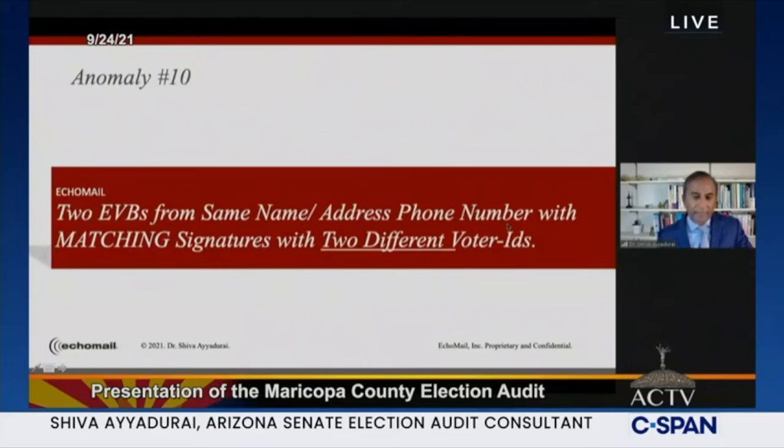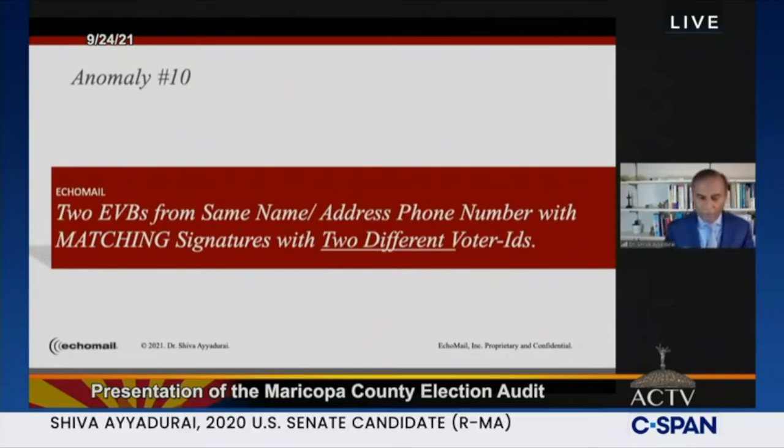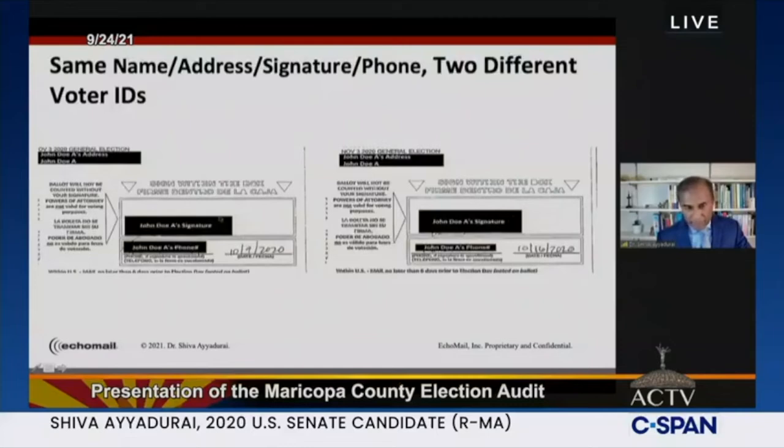And then finally, this is an interesting anomaly where we have 2 EVBs where people have the same name, address, and phone number with matching signatures, but 2 different voter IDs, okay? So we had to redact this, but imagine if you could see this, there's a person's name here and address, which is the same as the name and address here. Very similar matching signatures, same phone numbers, but they have 2 different voter IDs. So let me repeat again. 2 different voter IDs, same name, matching signatures, as if you looked at them visually, same phone numbers.